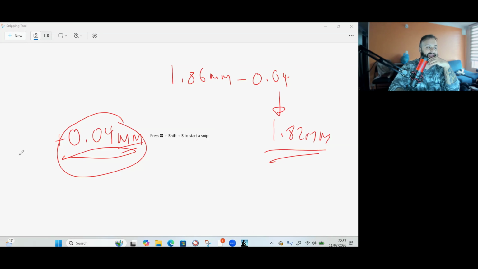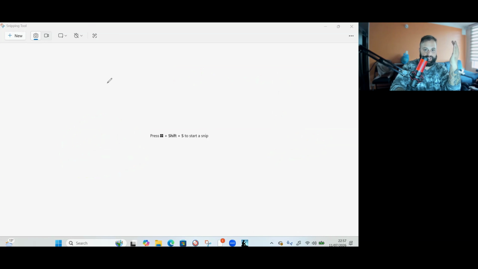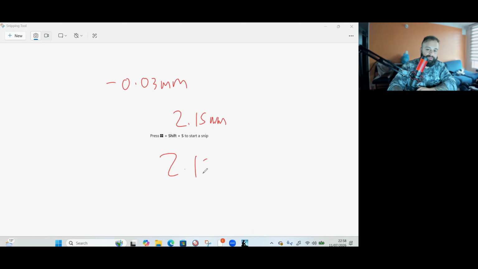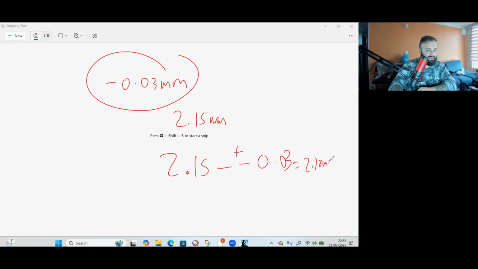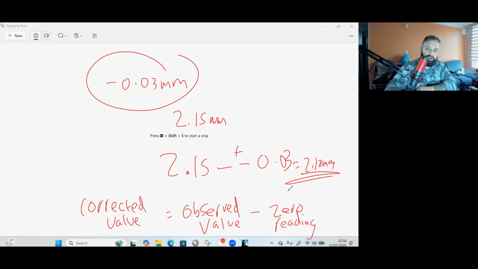And then there is a negative zero error, okay? Where instead of plus, it's minus 0.03 millimeters. So if we measured something 2.15 millimeters, we know it's slightly lower than it should be. So we do 2.15 minus the minus reading. This turns into a plus and we get 2.18 millimeters. And that is the corrected value. So we could use this equation. The zero reading is basically what we look at when we've got the zero.